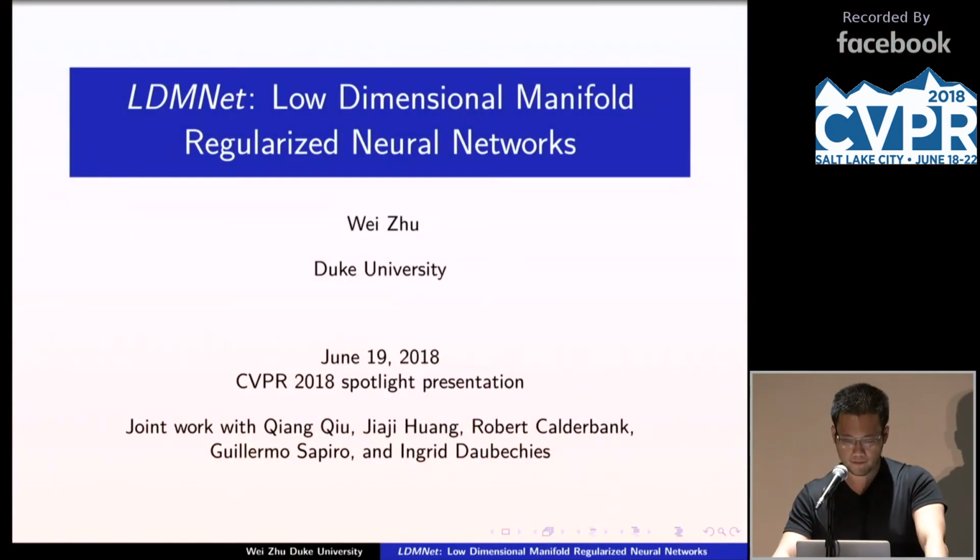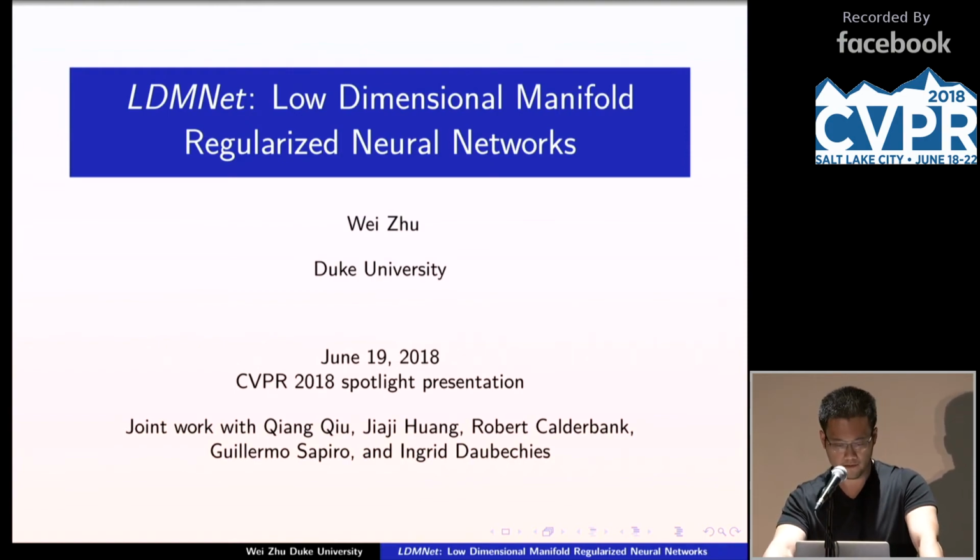All right, I'm Wei from Duke University. Today I will briefly introduce our work, Low-Dimensional Manifold Regularized Neural Network. This is a plug-and-play network regularization technique that focuses on the geometry of both the input data and the output features.